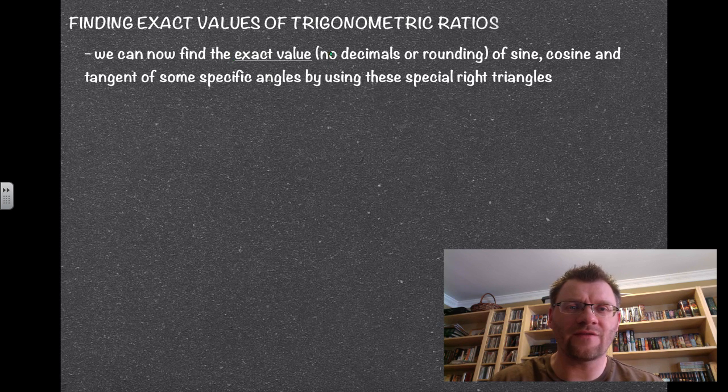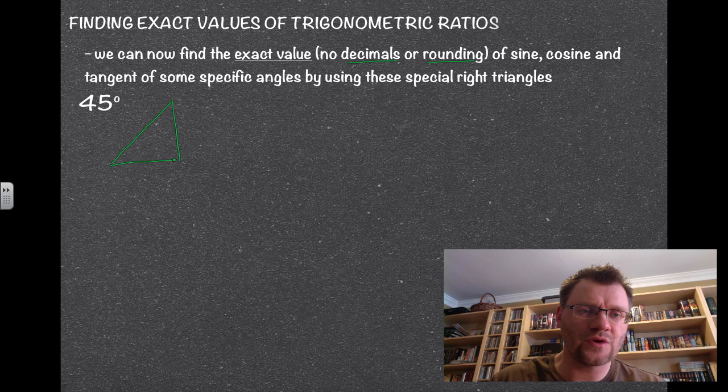So we can find exact values, which means no decimals or rounding, of sine, cosine, and tangent of some specific angles by using these special right triangles. The first one is 45 degrees. Remember that the 45-degree triangle has sides of 1, 1, and root 2. Say we're looking for this angle right here. That's a 45-degree angle. And so sine of 45, if you remember your sine ratio, that's always opposite over hypotenuse. So that's 1 over root 2.